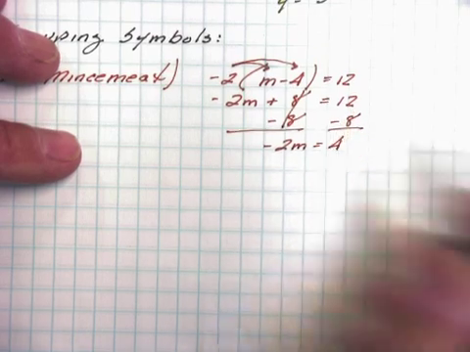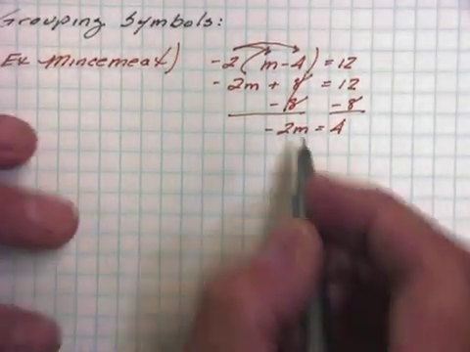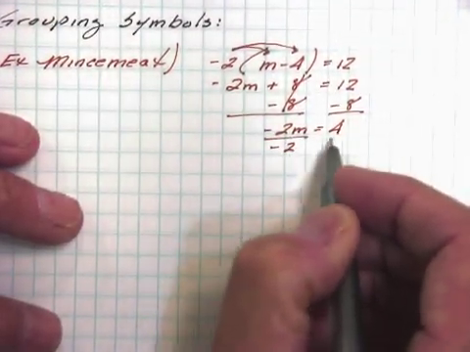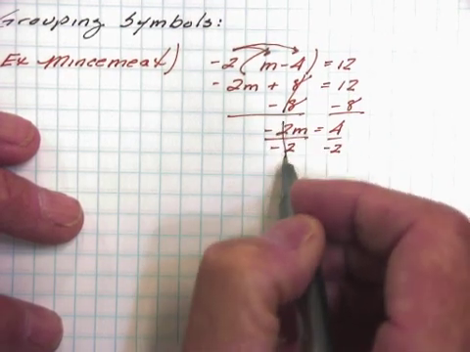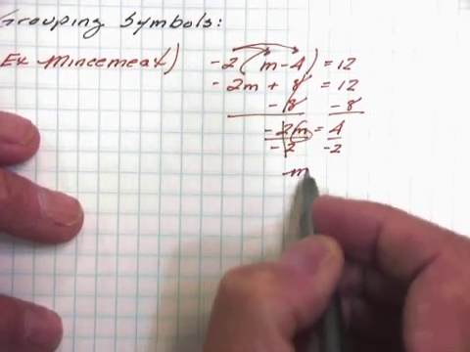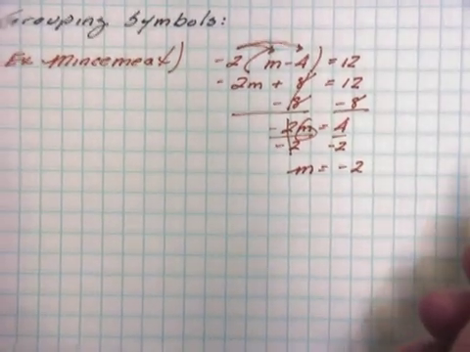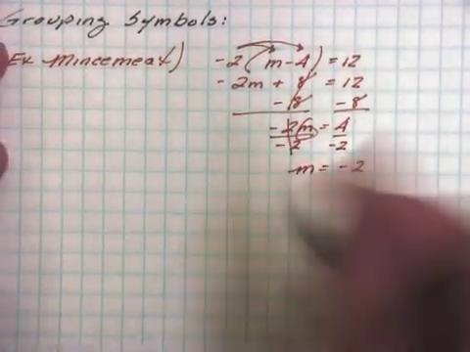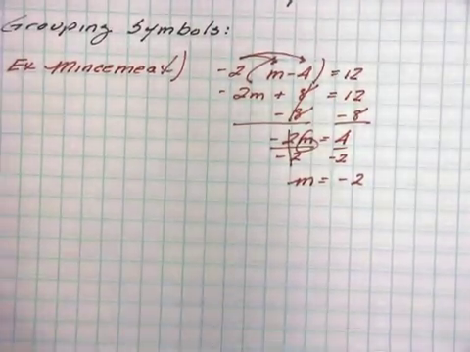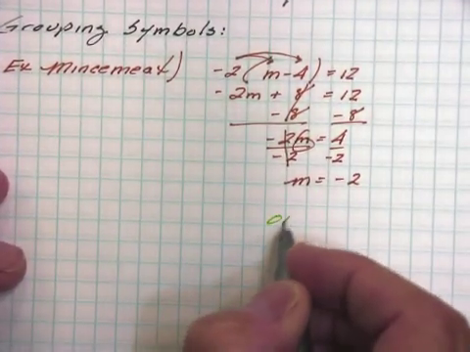Okay, the 8's cancel because one is positive and one's negative. Bring down the negative 2m equals 4, since 12 minus 8 is 4. And then just divide both sides by negative 2. The negative 2's cancel, we're left with m equals negative 2, because 4 divided by negative 2 is negative 2.